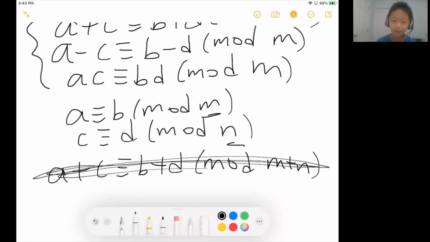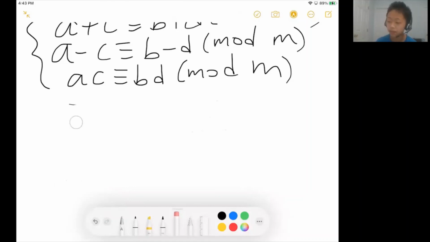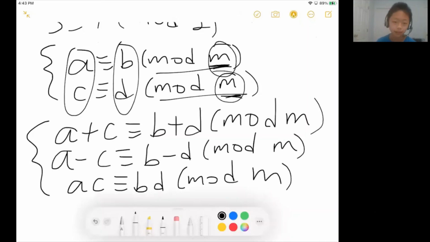So just be careful whenever you're using your modular arithmetic properties, like these addition, subtraction, multiplication properties. You always want to make sure that the two mods that are listed here are the same value in order for you to be able to use these three properties here.